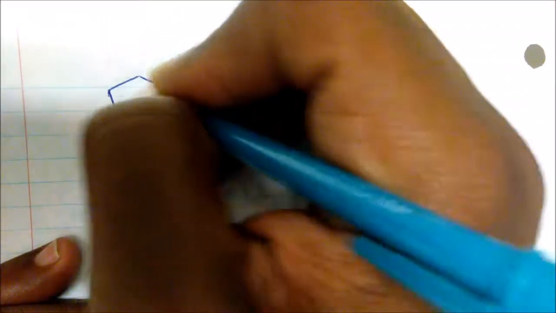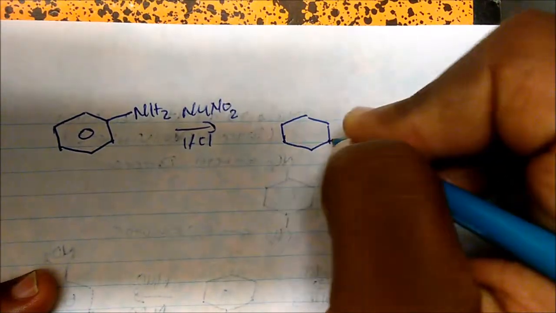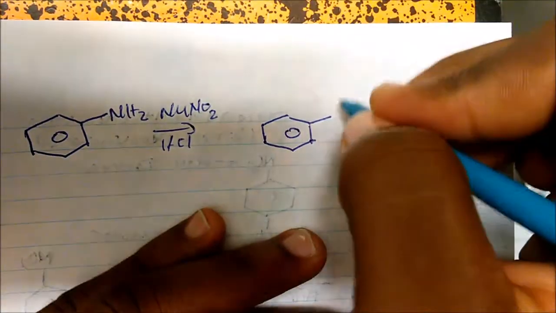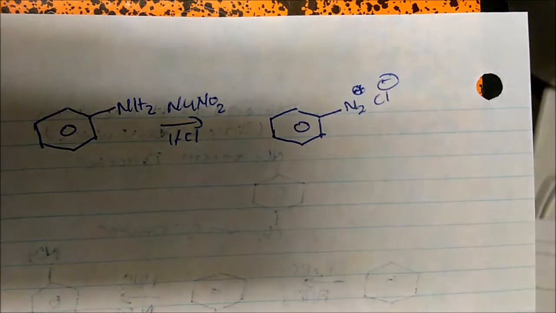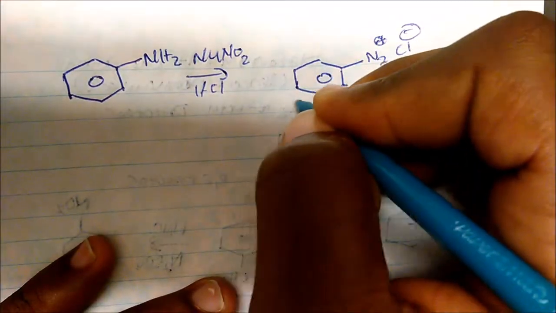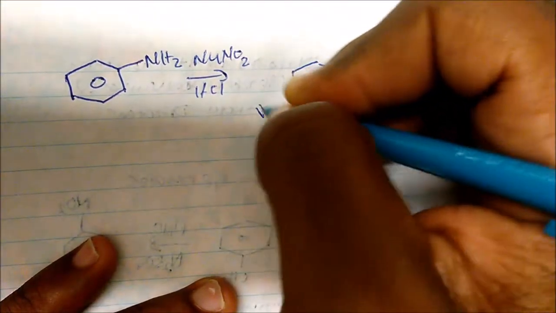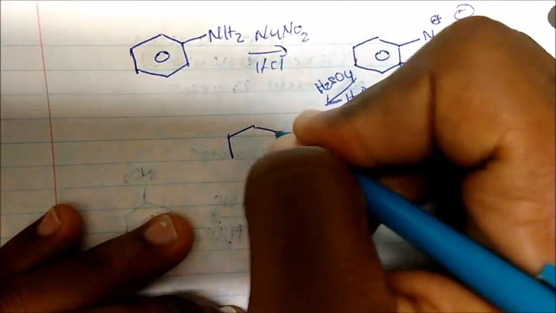Now, the general procedure. If I have aniline, or any aryl NH2, and I add sodium nitrite in HCl, I'll generate the diazonium salt. So we have N2 plus and Cl minus. Now from this, I could get a plethora of compounds. So if I take this and add sulfuric acid and water, I'll get phenol.